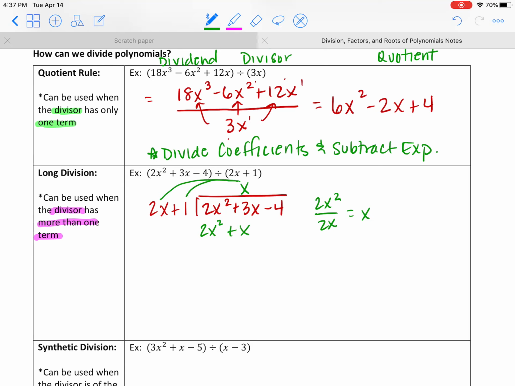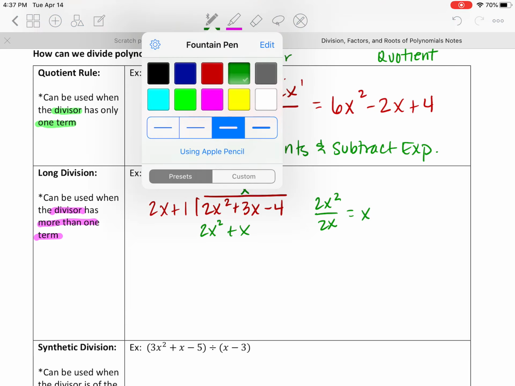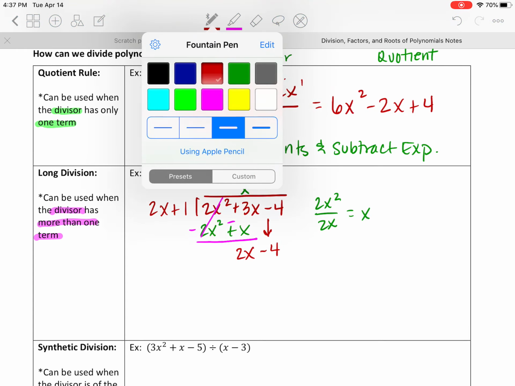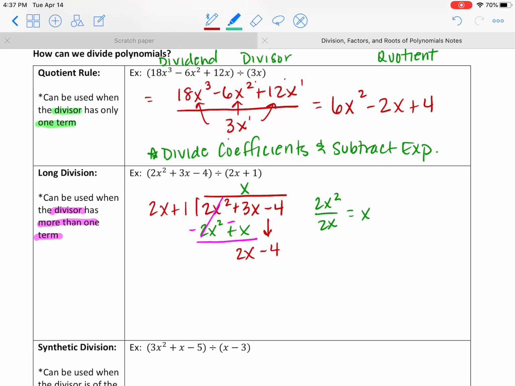X times 2x is 2x squared, and x times 1 is 1x. So now we divided, we multiplied, and the next step is, do you remember? It's subtract. So I have to subtract. I'm going to draw my line here, subtract this, subtract that. 2x squared minus 2x squared makes these cancel, and 3x minus the 1x leaves me with 2x here, and then we bring down the next term, and we do that again.